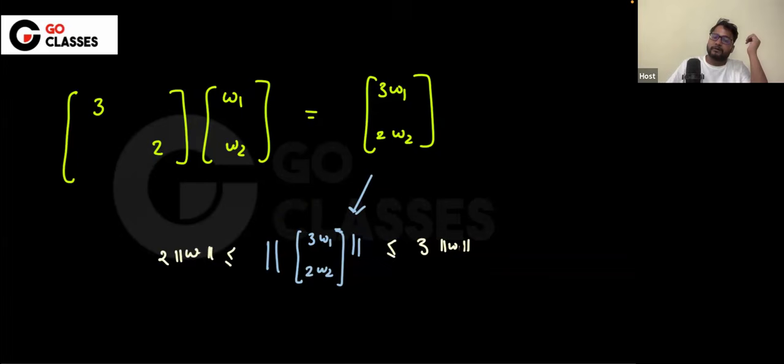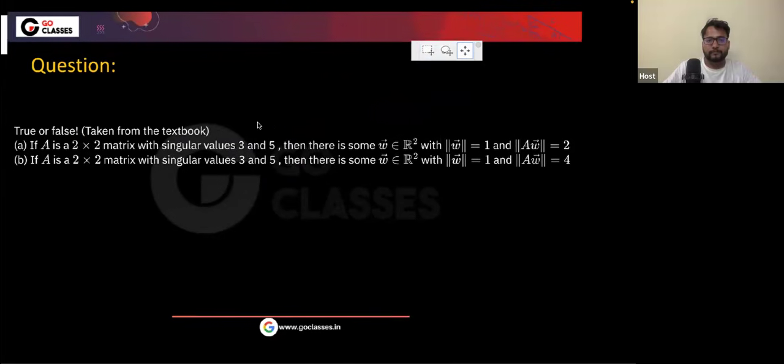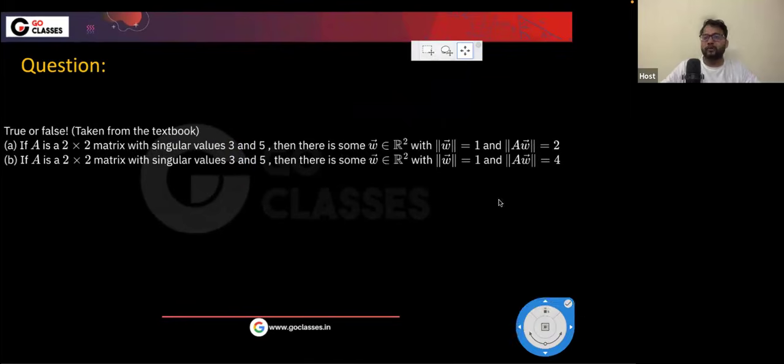Okay, so now let's just see this question. This is just a true false question. Let's see what they're trying to say here. They're saying if A is a 2 cross 2 matrix with singular values 3 and 5, there is some w in R2 with length of w equal to, let's suppose, 1, then can the length of Aw be 2?